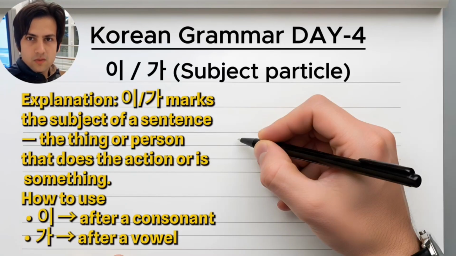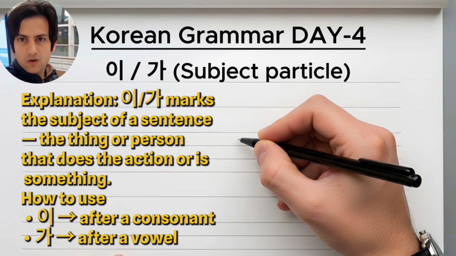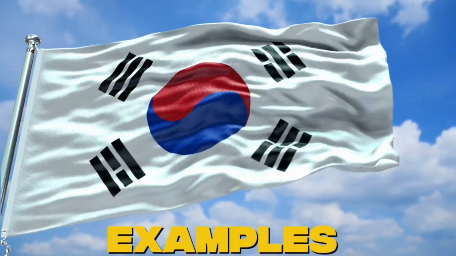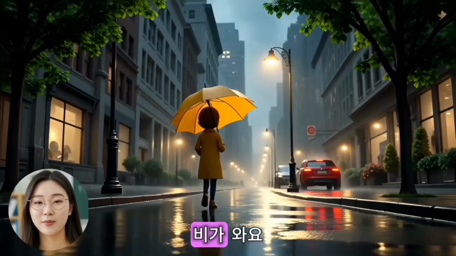Korean grammar day 4. 이 ga subject particle. 이 and 가 marks the subject of a sentence, the thing or person that does the action or is something. Here are some examples. 비가 와요.